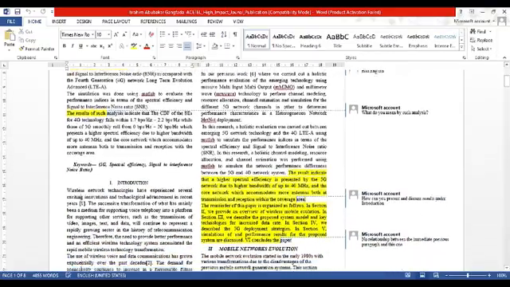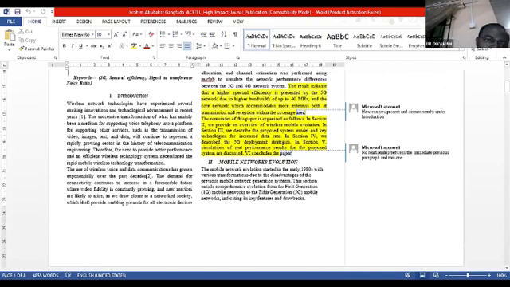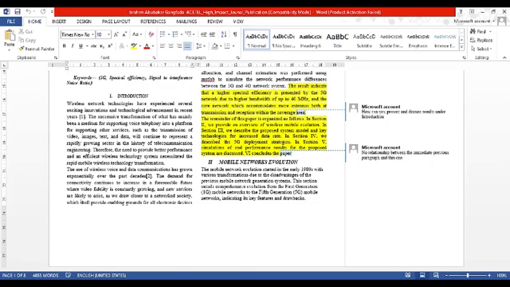We're now going to the introduction. The opening sentence is very sweet, quite good. Wireless network technologies have experienced several exciting innovations and technology advancements in recent years. Beautiful. The successive transformation, beautiful. However, look at the area I marked in yellow. And I say, how can you present and discuss the result under introduction in a manuscript? That's terrible. That wasn't what we taught you.